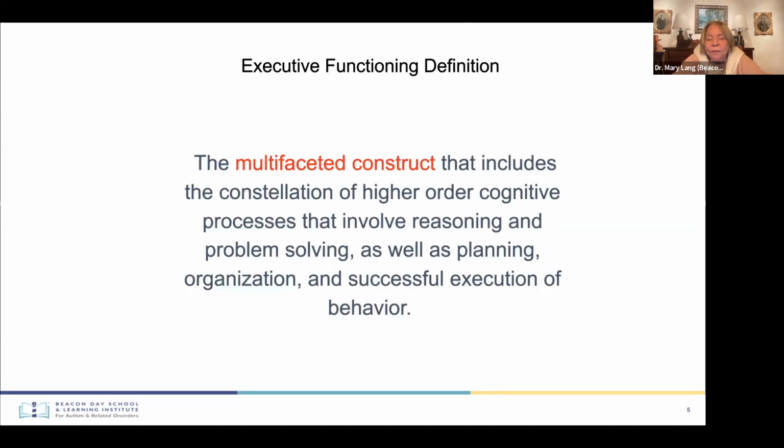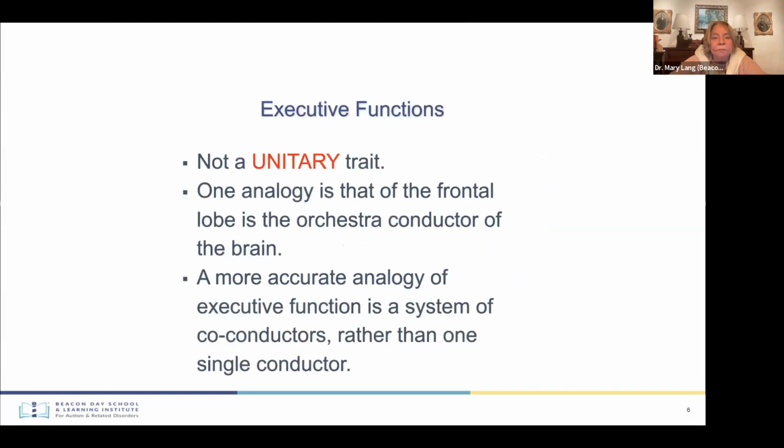It's first important to understand that the frontal lobe of the brain, which I'll show you a picture of, is a multifaceted organ in the brain. It includes a constellation of higher order cognitive processes that involve reasoning, problem solving, as well as planning and organization, as well as successful execution of behavior. It's important to consider everything we do has to do with a brain behavior relationship. It's not unitary. One analogy is that the frontal lobe is really like an orchestra conductor, or many co-conductors rather than just a single person or a single lobe in front of your head, right above your eyes, trying to conduct all the neurons and neurotransmitters that are present in the brain.